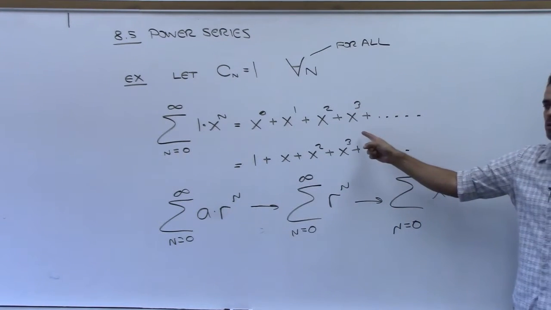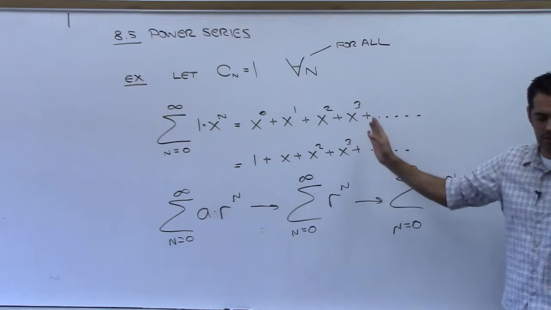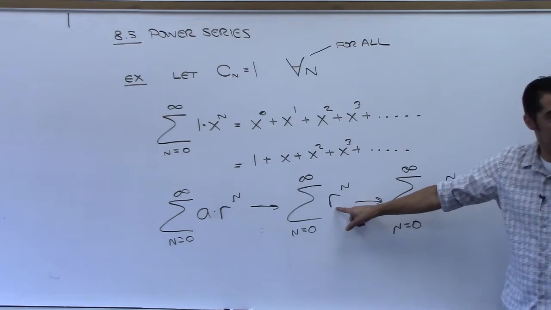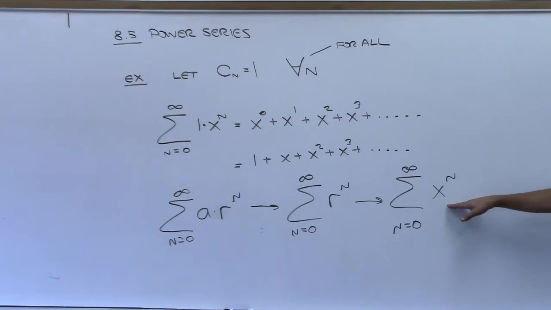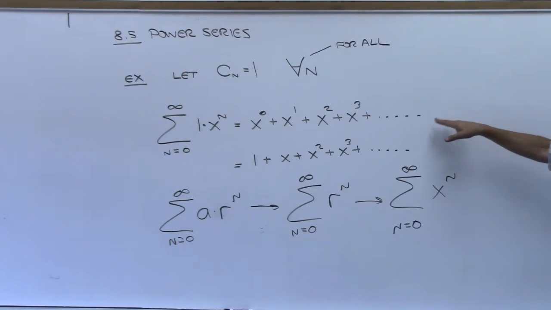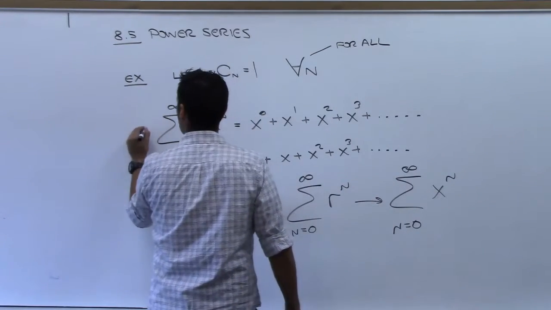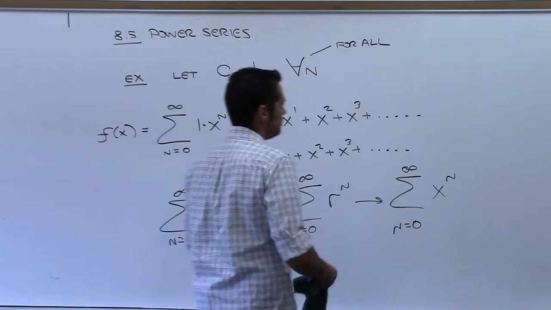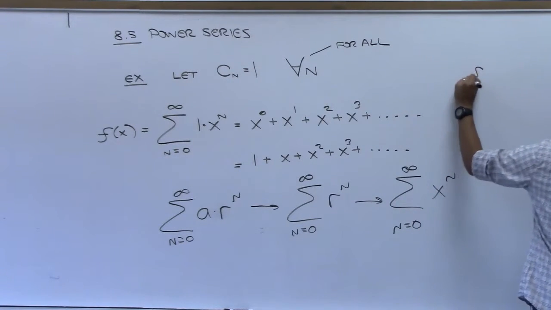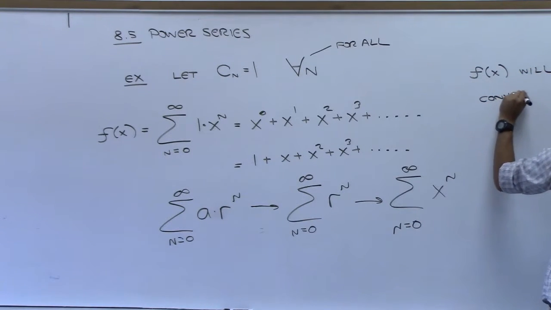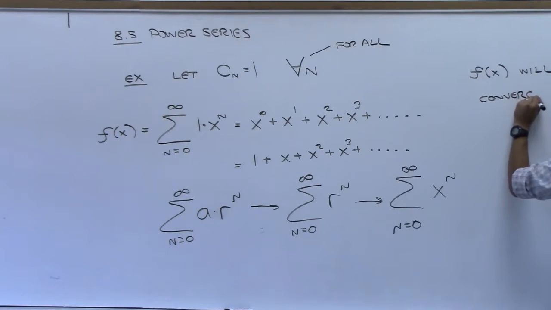When would this particular power series converge? Well, when would the geometric series converge? When the absolute value of r is less than 1. So when would this power series converge? When the absolute value of x is less than 1. I didn't define it, so let's put f of x equals this in front. This f of x will converge if the absolute value of x is less than 1.